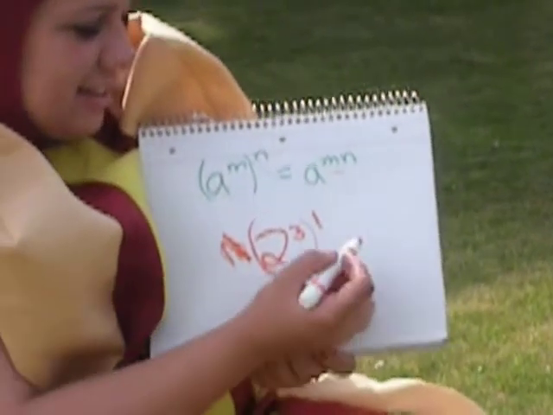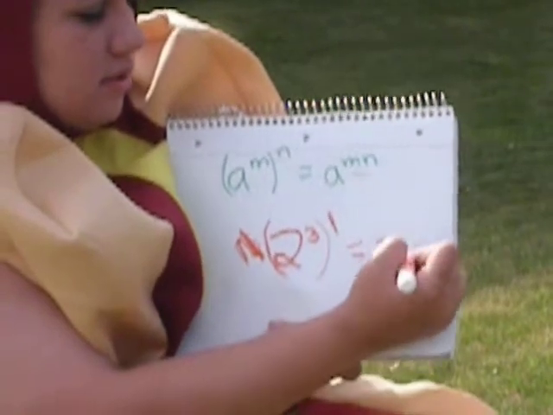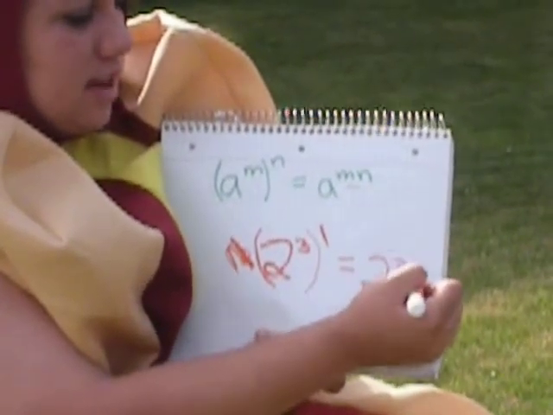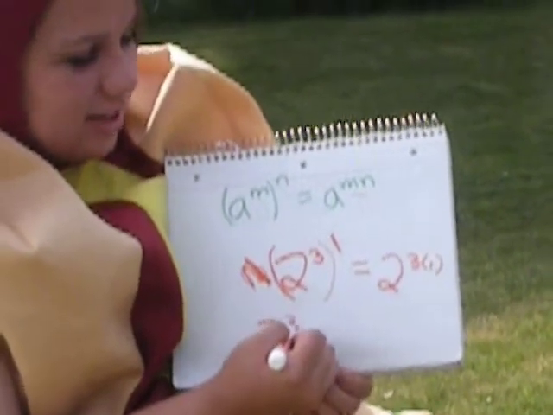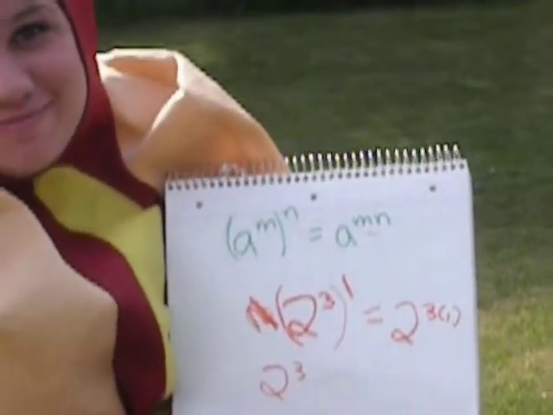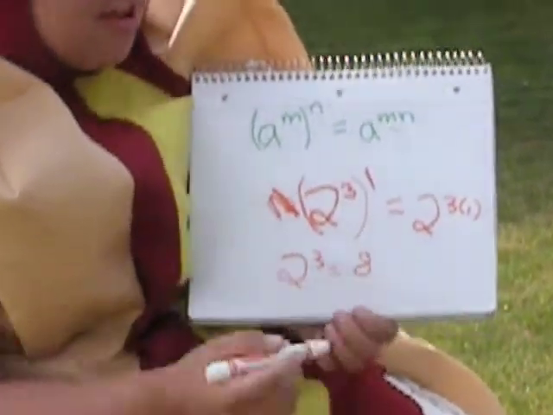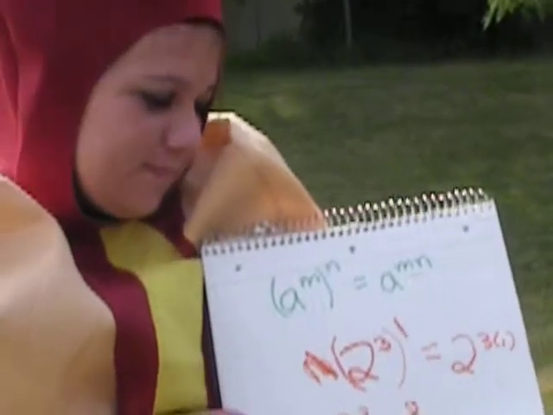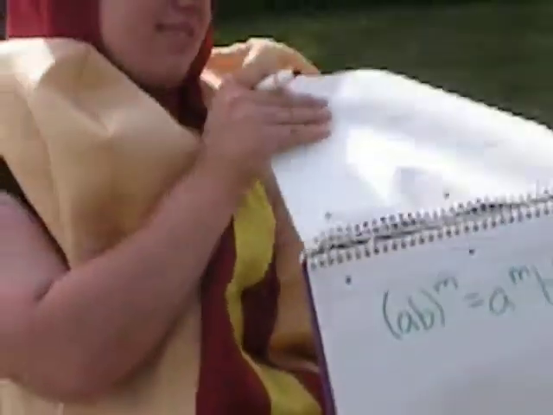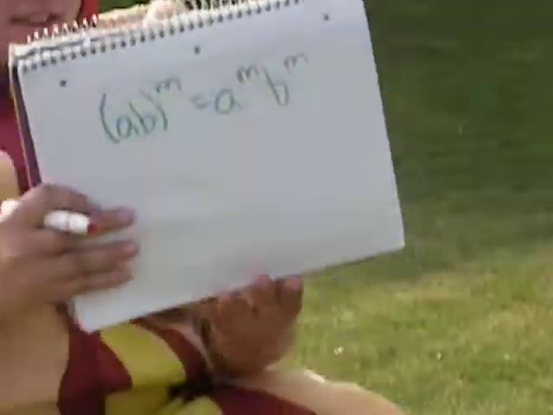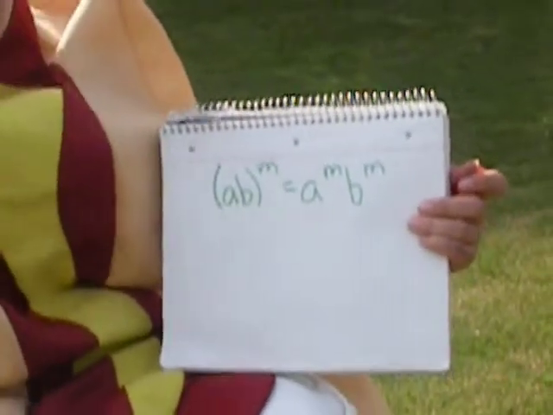So, when you get this, it is 2 to the 3 times 1, which is just 2 to the 3. Shaunessy, what is 2 to the 3? 2 to the 3 would be 8, Mrs. Hot Dog. Very good, Shaunessy, very good. And that gives you your answer. Yay.